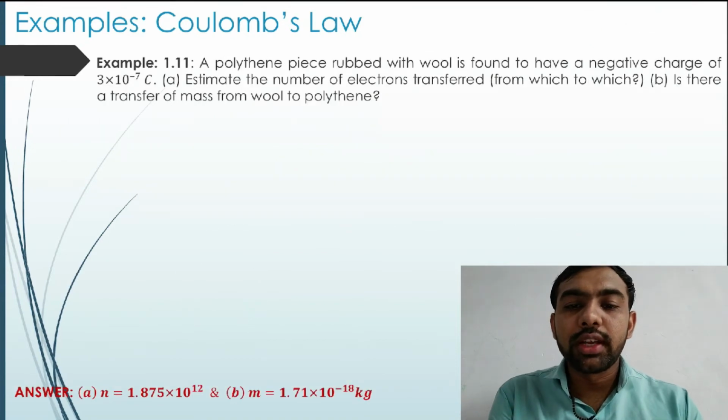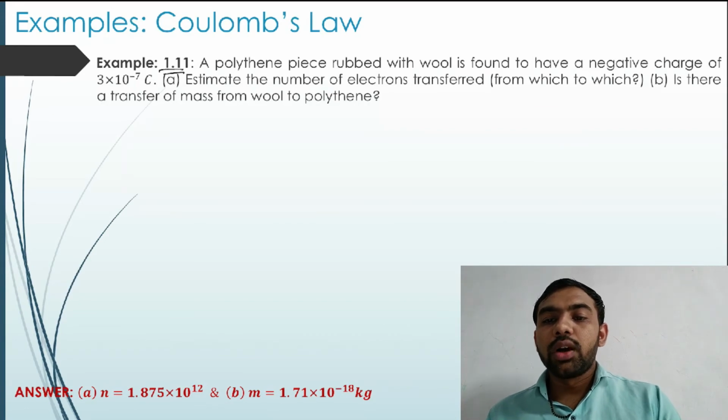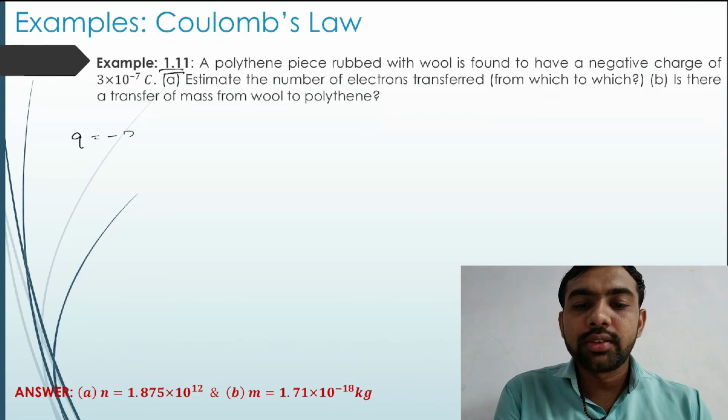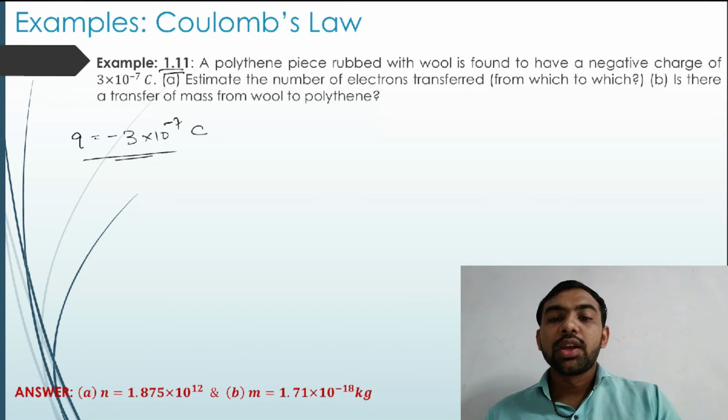Example number 1.11 from the exercise. A polythene piece rubbed with a wool is found to have negative charge. So how much negative is it? Q is equal to minus 3 into 10 raised to minus 7 coulomb. This much of charge. Estimate the number of electrons transferred.